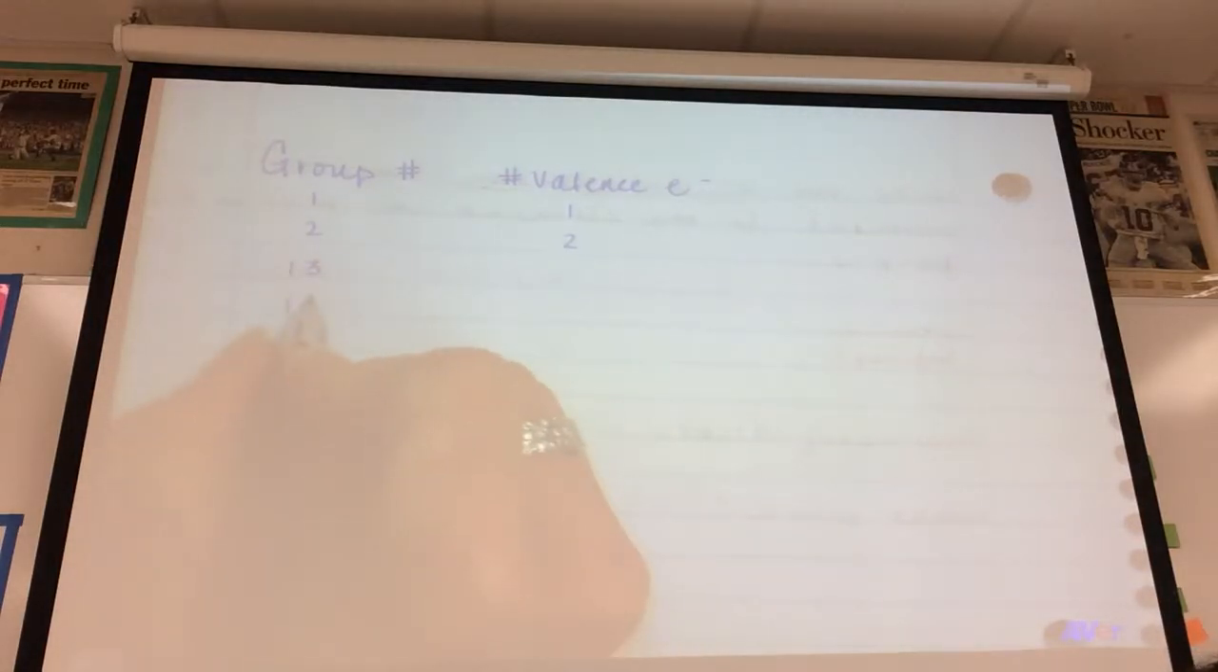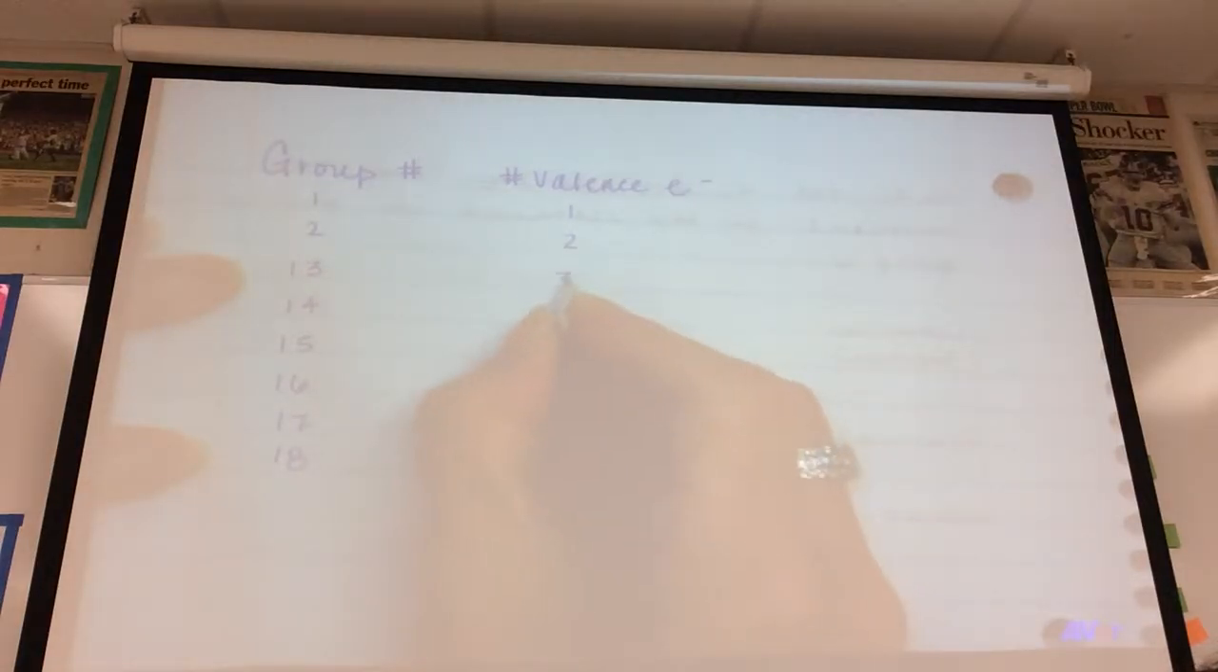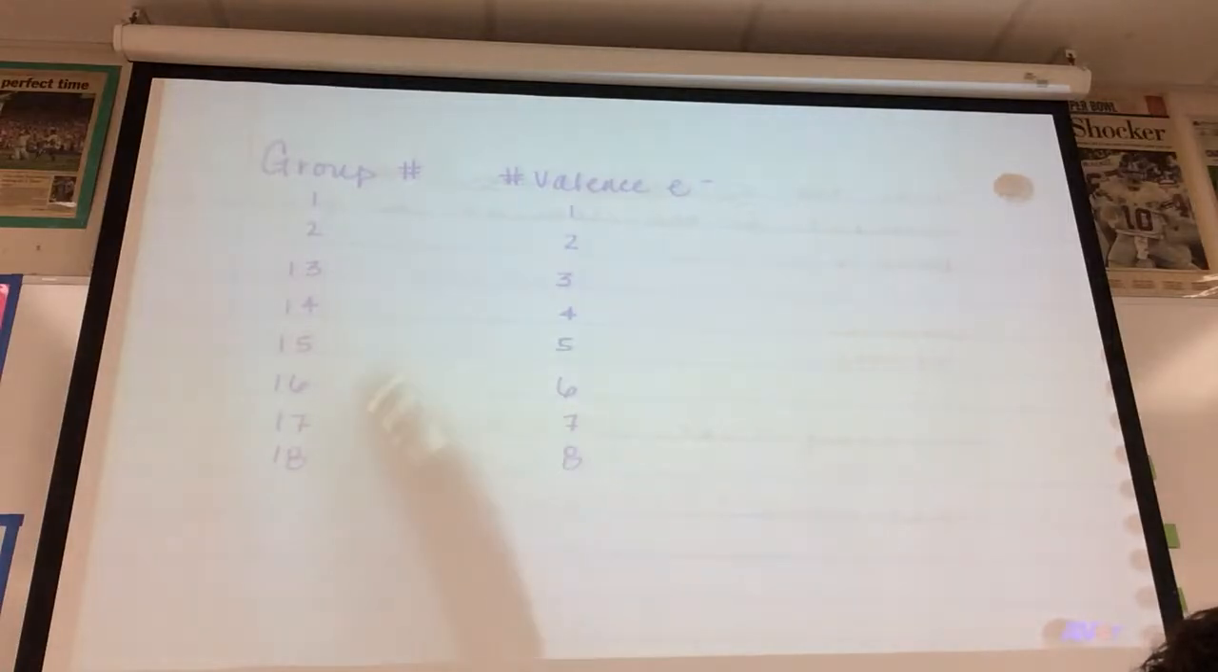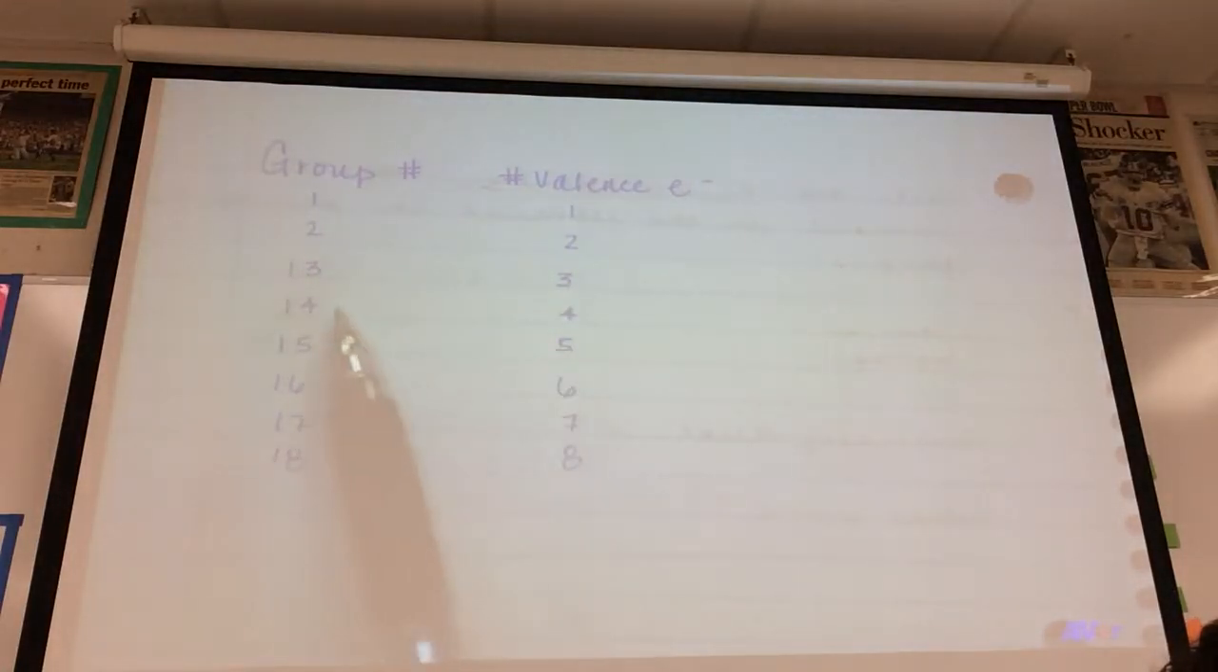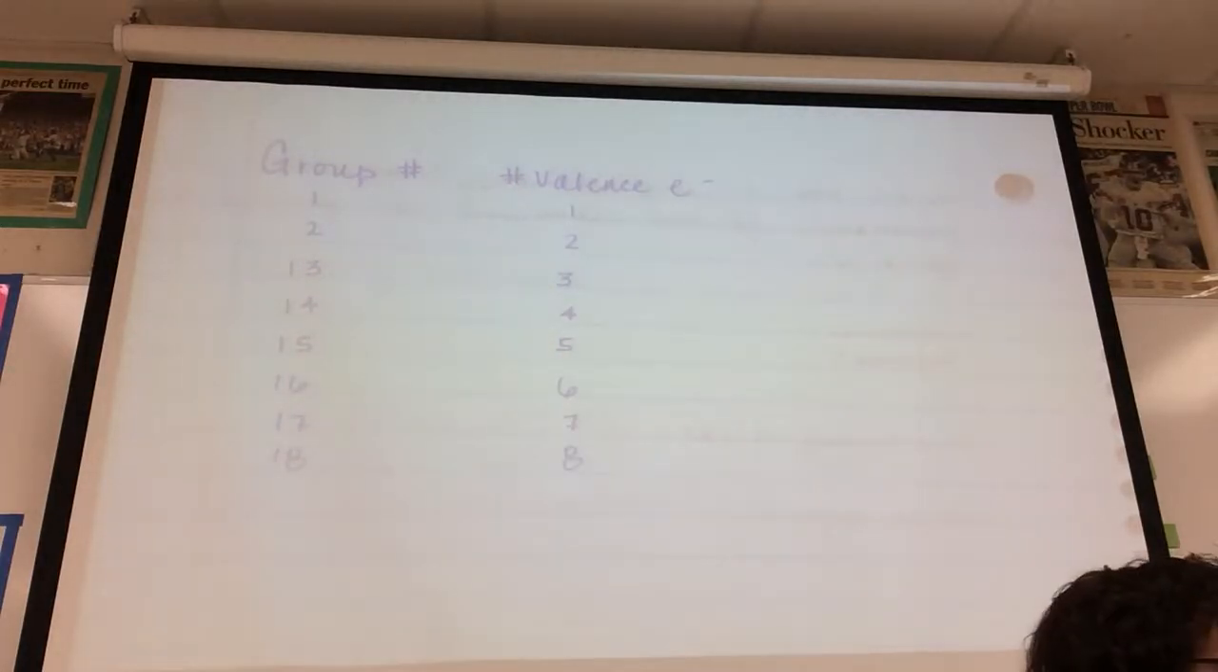The P block, which consists of groups 13 through 18, their number of valence electrons will be the back digit of the group number. So group 13 has 3 valence electrons, as we talked about the other day. Group 14, 4, group 15, 5, etc. And we'll point that out as we go. So we're going to pick up with the carbon family. That's where we left off the other day.